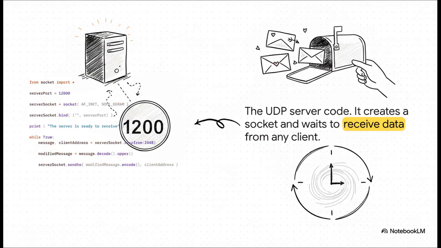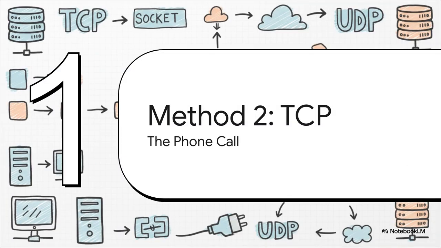The server code is just as beautifully simple. It creates a socket and basically binds it to a specific port number, in this case port 12,000, so all the clients know where to send their postcards. Then it just sits in this endless loop, just waiting. The magic command here is recvfrom. It's just patiently listening, waiting for any postcard to show up in its mailbox, ready to grab it and get to work. Okay, so that's the fast and loose postcard method.